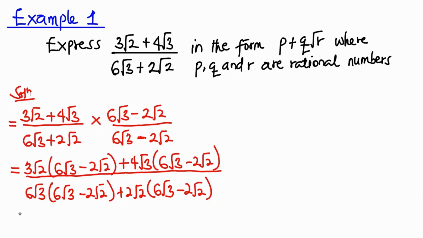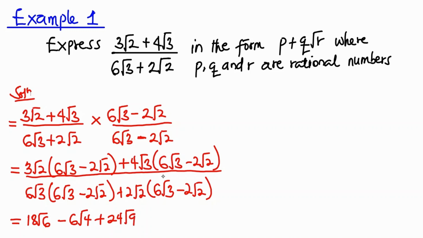We continue by simplifying both the numerator and denominator. Considering the numerator, 3 times 6 gives us 18, and root 2 times root 3 gives us root 6. Now 3 times 2 gives us 6, but there is a minus in between them, so that becomes minus 6, and root 2 times root 2 gives us root 4. Plus 4 times 6 gives us 24, and root 3 times root 3 gives us root 9.